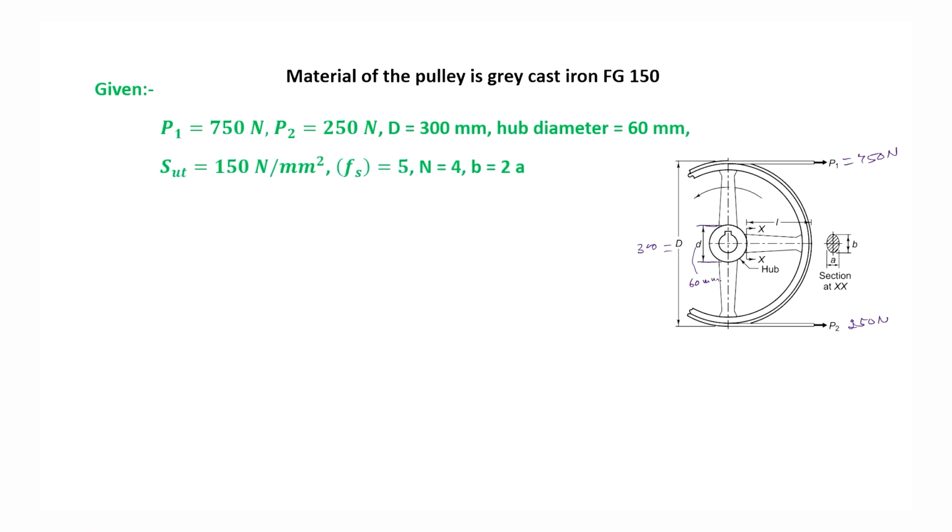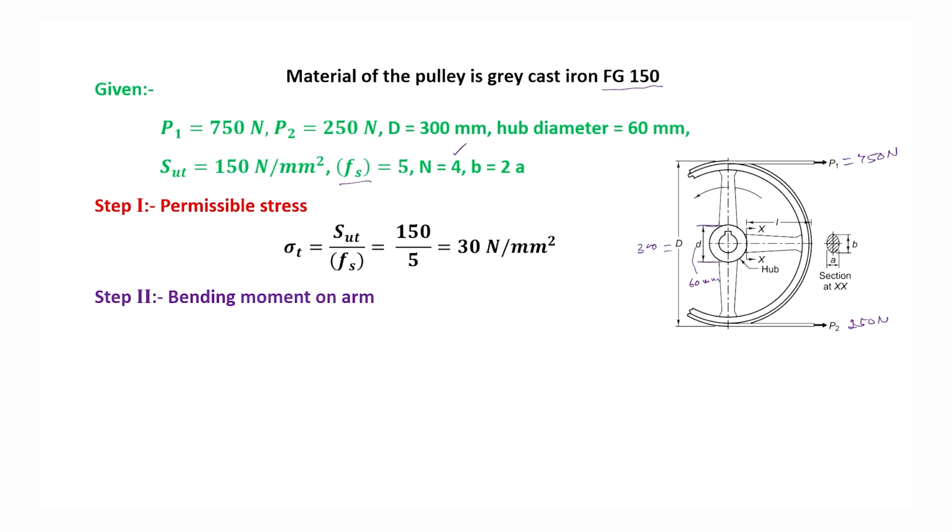Now SUT is 150 because the material is FG 150. So SUT will be 150 megapascal, and the factor of safety is 5. The number of arms is 4, and the elliptical cross section has A equal to half of B. So the permissible stress again is 30 megapascal.